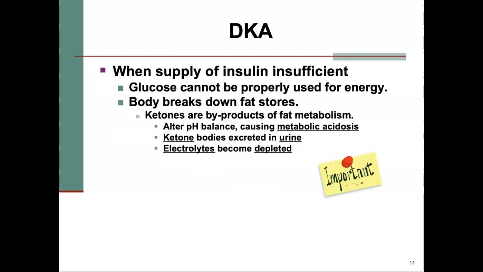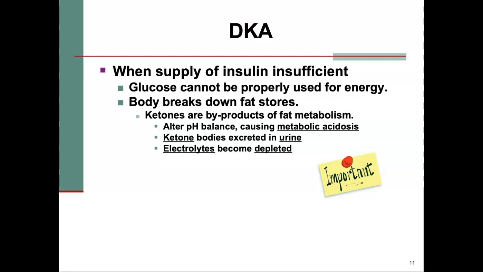So what happens in DKA? When the circulating supply of insulin is insufficient, glucose cannot be properly used for energy, so the body breaks down fat stores as a secondary source of fuel. Ketones are acidic byproducts of fat metabolism that can cause serious problems when they become excessive in the blood. Ketosis changes the pH balance, causing metabolic acidosis to develop. Ketonuria is a process that begins when ketone bodies are excreted in the urine.